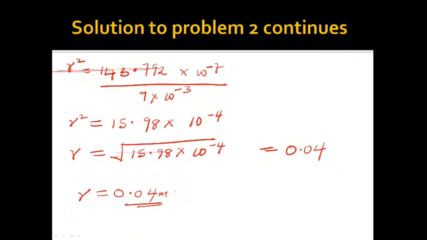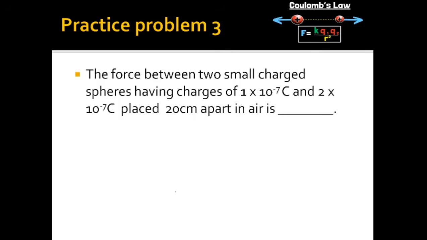Now, the first question was able to calculate the force of interaction. The second question was able to calculate the distance between them. Let's touch one more question so that you have a perfect understanding of how to do this calculation. Question number 3 says, the force between two small charged spheres having charges of 1 times 10 raised to the power minus 7 and 2 times 10 raised to the power minus 7 placed 20 cm apart in air is dash. The same process.